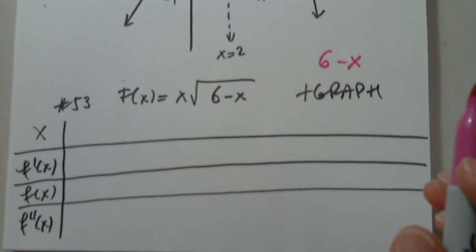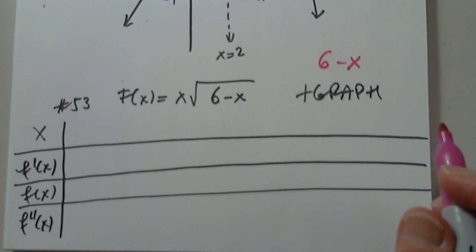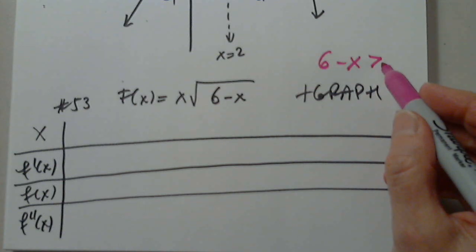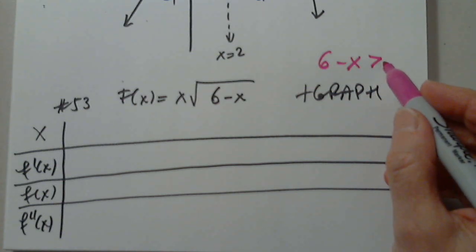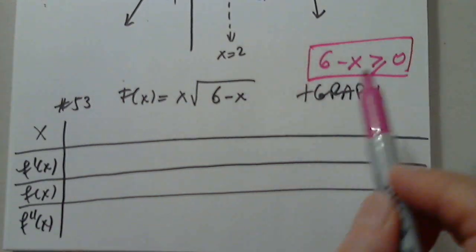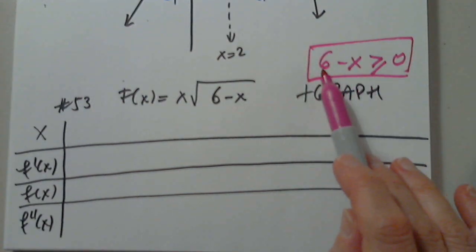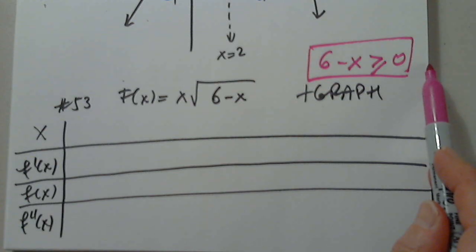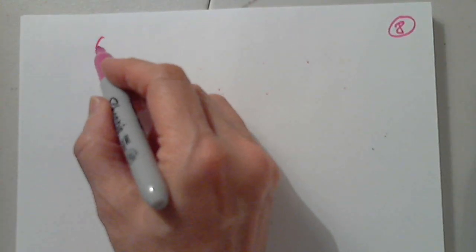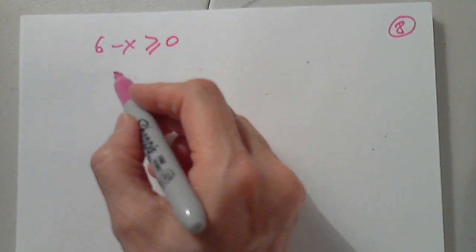Yes, just 6 minus x must be greater than or equal to 0. Exactly. That's the restriction for this function. So I have to move 6 to the other side and divide by -1. So that's our starting point. When we put everything together, 6 minus x greater than or equal to 0, negative x greater than or equal to -6, what do I do now?